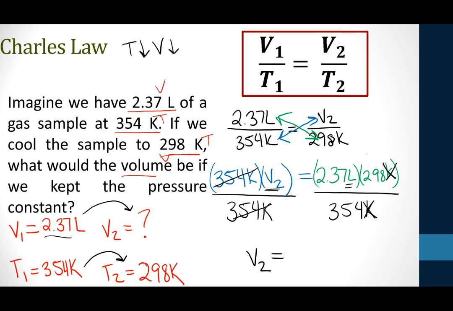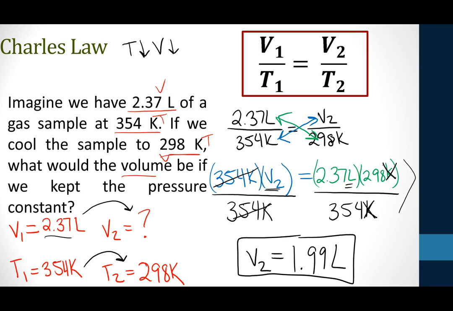All right, so let's plug this into our calculator. So 2.37 times 298 divided by 354. And the new volume we get is 1.99 liters. So does that answer make sense? Is that what we expected? Absolutely it is. So 1.99 is certainly a smaller number.